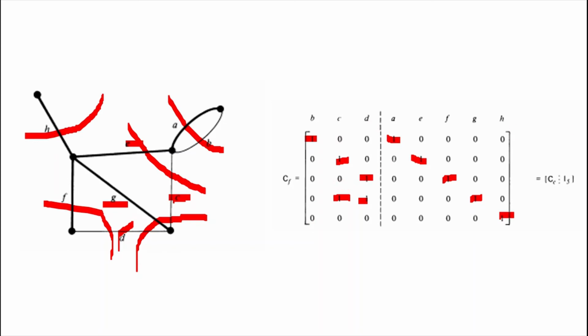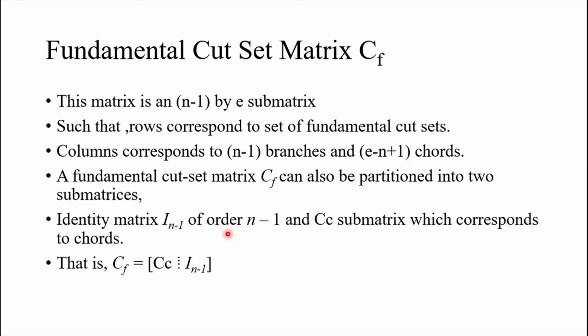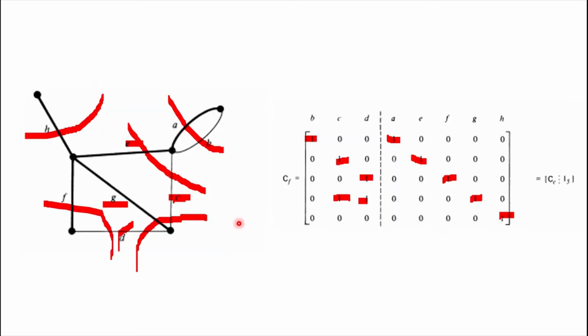And the other one is of the form I n minus 1, where n represents the number of vertices. In this particular spanning tree, we have 6 vertices, so n minus 1 will give us 5. So it's an identity matrix of order 5. That's how we got the fundamental cut set matrix.